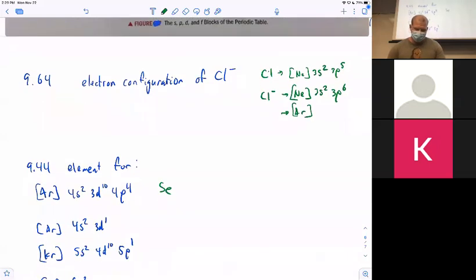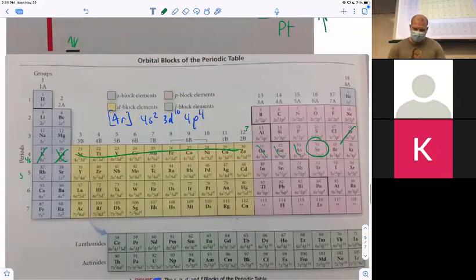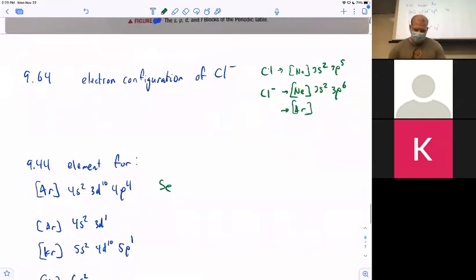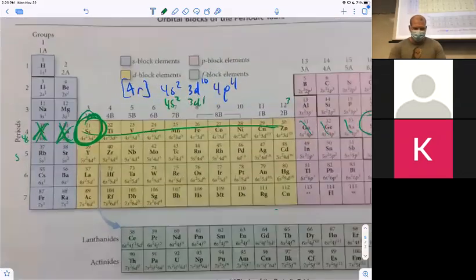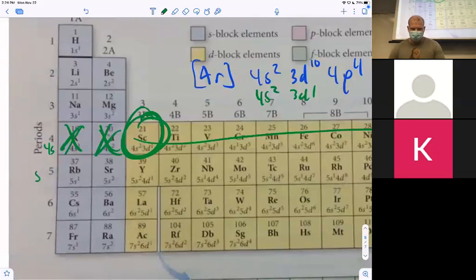Argon 4s2, 3d1. So it's going to be right here, argon over here, 1, 2, 3d1. That's scandium, or Sc, on this one right here. The argon 4s2, 3d1. So you guys seeing how I'm doing this?